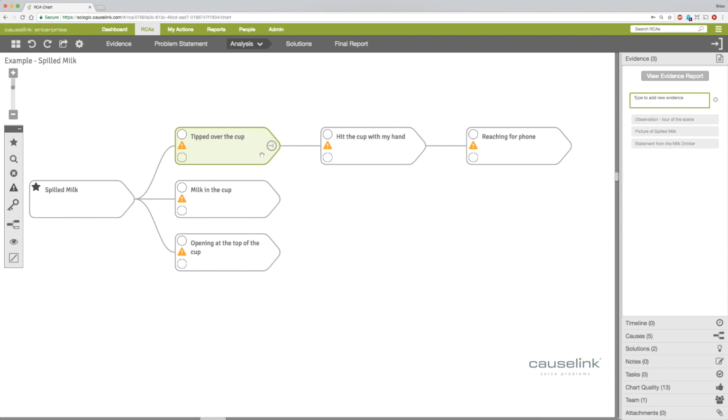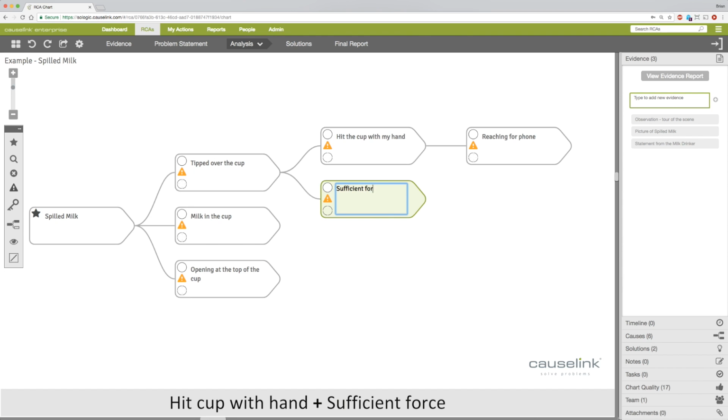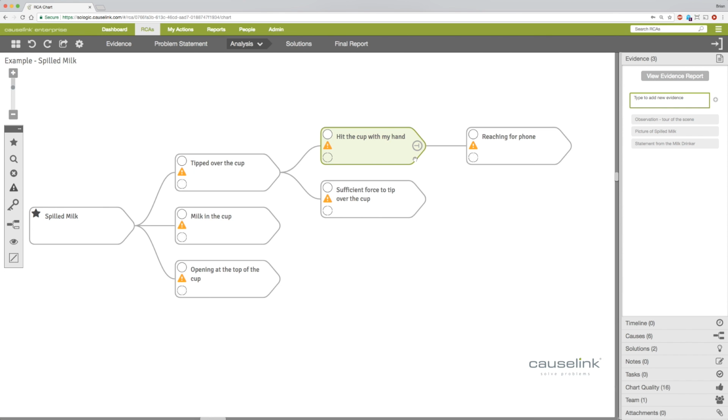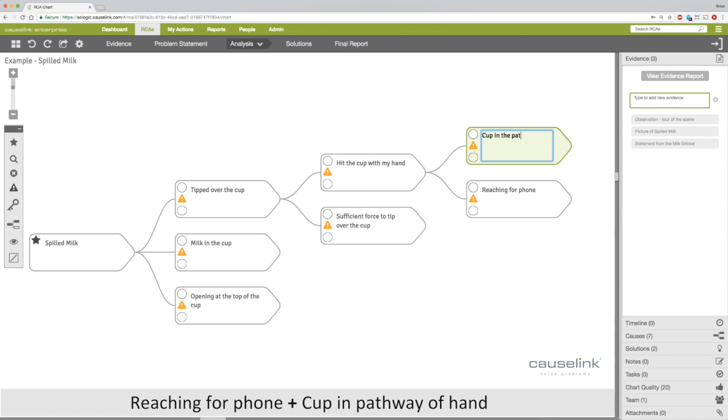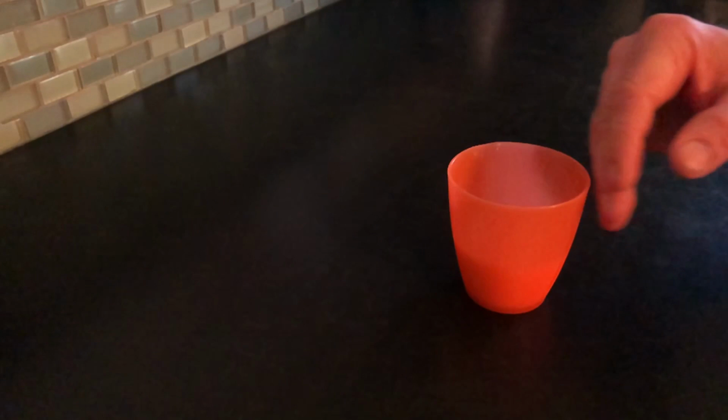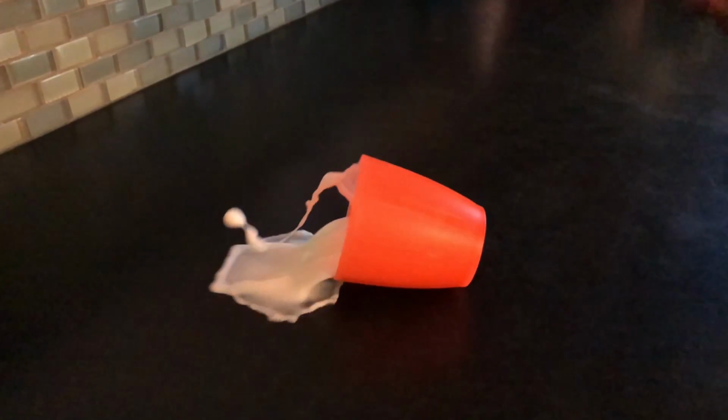Every time I hit a cup with my hand, do I tip the cup over? No, a certain amount of force is also required. Every time I'm reaching for my cell phone, do I hit a cup with my hand? No, the cup also had to be in the pathway. Now we have the beginning of a simple cause and effect chart that accurately describes the spilled milk event.